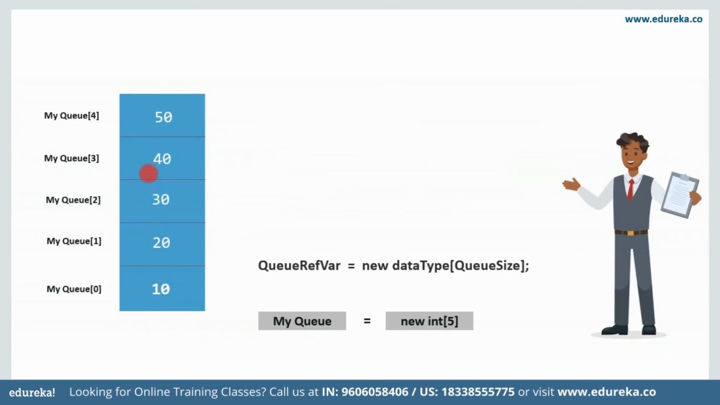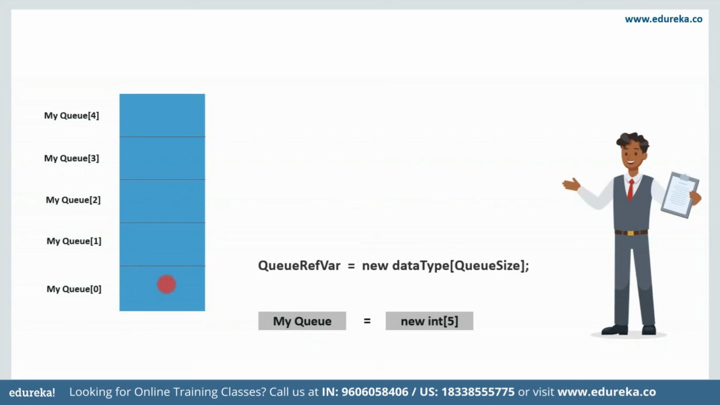So my queue is full now, with 10, 20, 30, 40 and 50. In a stack, to access the element 10, we were supposed to pop 50, 40, 30 and 20. But in case of a queue, we can directly access 10, which is first in, first out. So to access 10, we can directly pop out the element 10 from the queue. Next we can pop 20, then we can pop 30, followed by that we can pop 40 and 50. So this is how queues work.